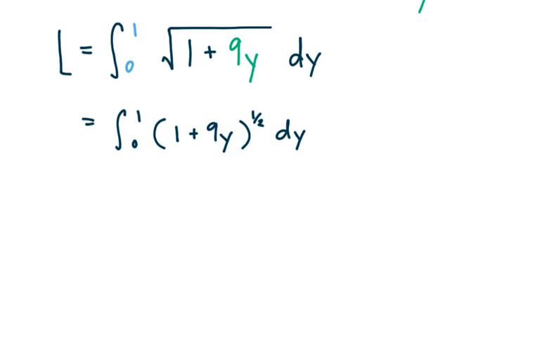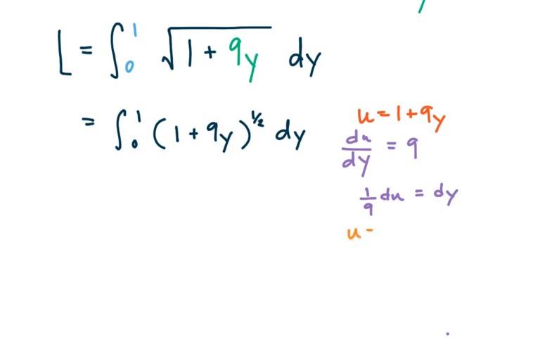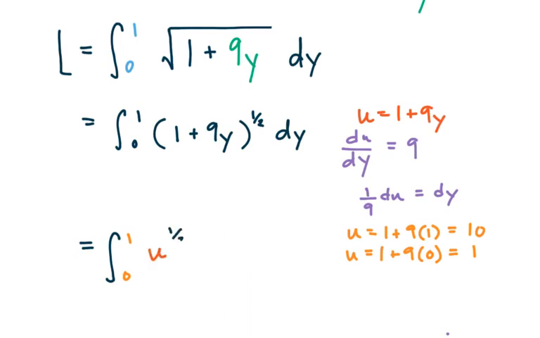We're going to use a u substitution. So u equals 1 plus 9y. So the derivative of u with respect to y is 9, or rather 1/9 du equals dy. And then we'll look at changing those bounds. If y equals 1, u equals 1 plus 9 times 1, that's going to give me 10. And if y equals 0, u equals 1 plus 9 times 0, that's going to give me 1. So this becomes the integral of u to the 1/2, times 1/9 du.